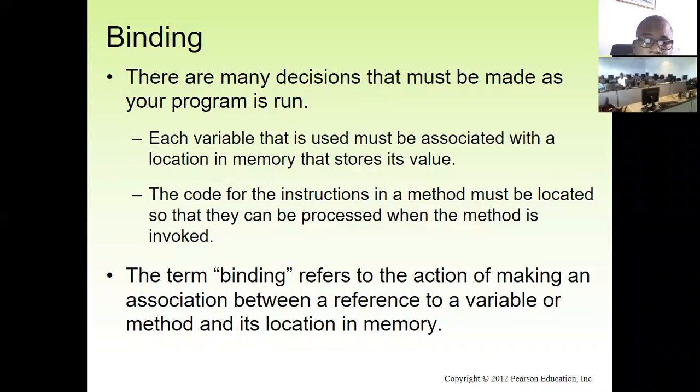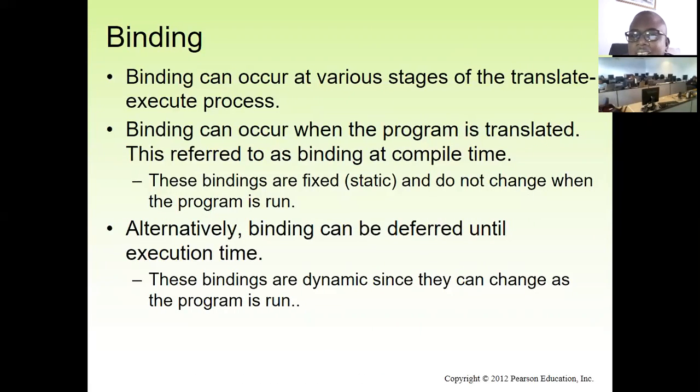Now, there are many decisions that have to take place as your program is run. For example, each variable that is used must be associated with a location in memory that stores the value that is going to be kept in that variable. The code for the instructions in a method must also be located so that they can be processed when a method is invoked during the normal operations of your program. Now, the term binding refers to the action of making an association between a reference to a variable or method and its location in memory. Pay attention to that. Now, binding can occur at various stages of the translation execution process.